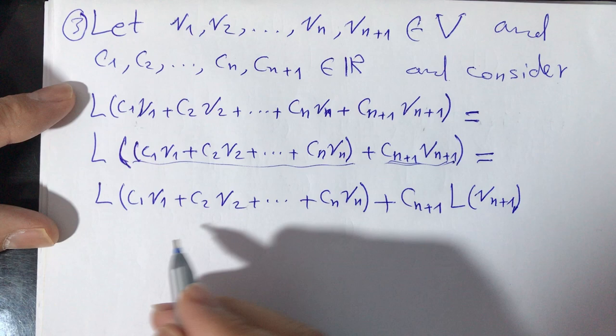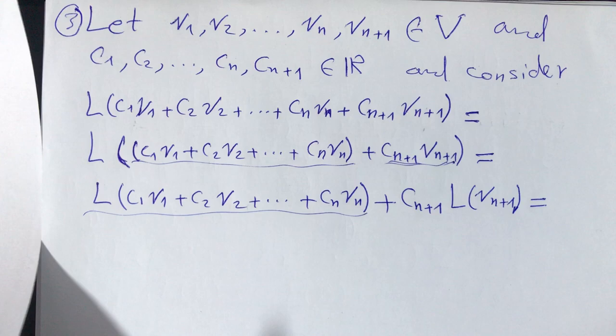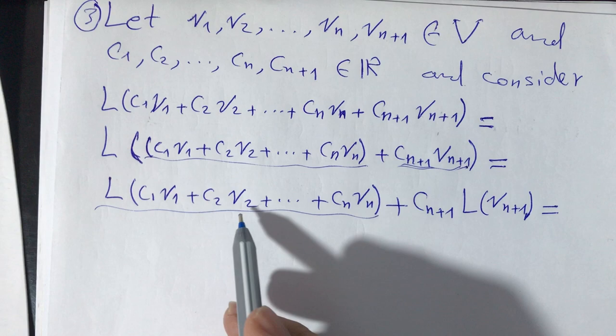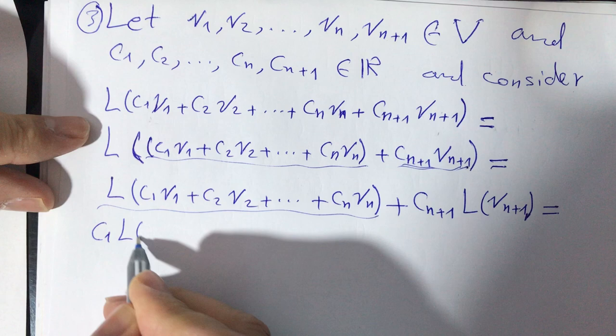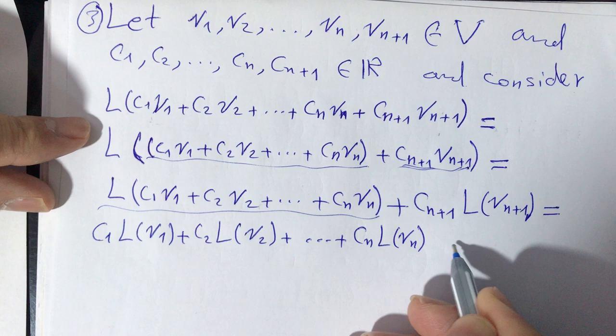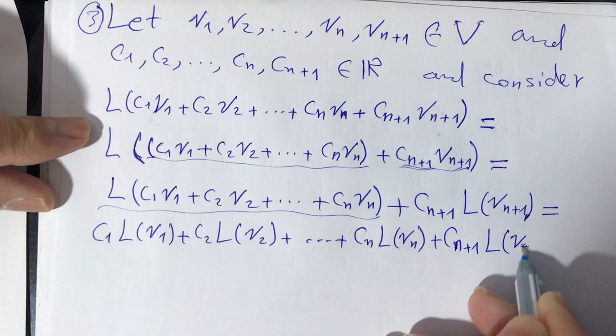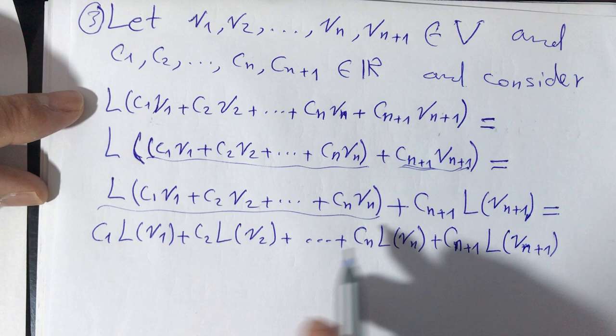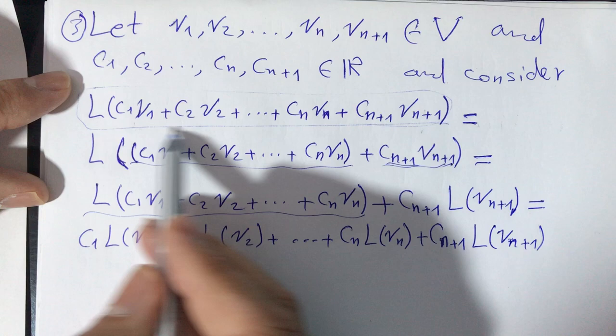Now what about this? By our assumption, this is equal to this. So we put this instead of this in this equality. So we get C1 L of V1 plus C2 L of V2 and so on until CN L of VN, plus CN plus 1 L of VN plus 1. And that means we get the equality is true for n plus 1, not just n.